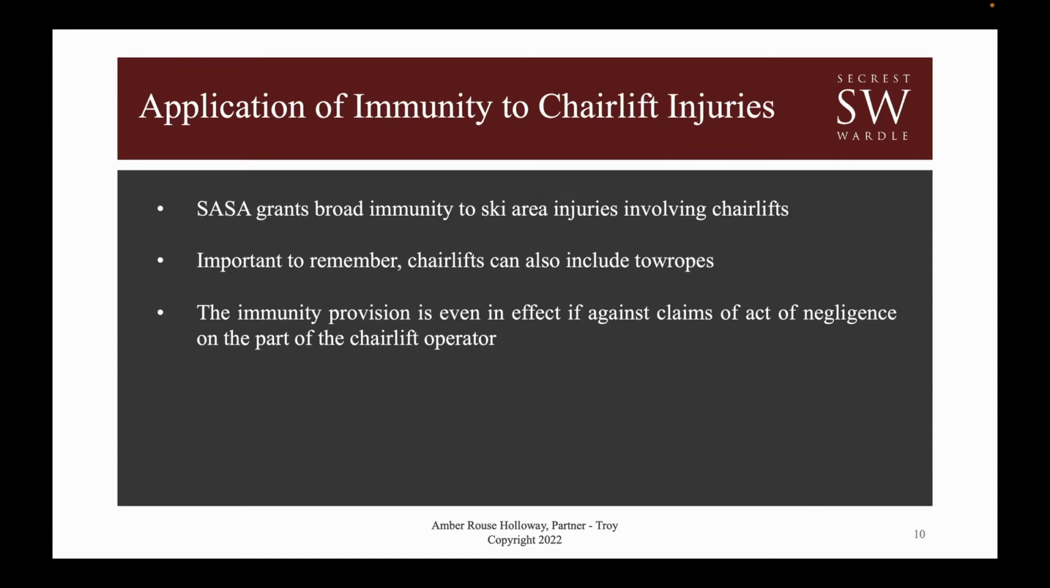And with regard to chairlift injuries, the SASA grants broad immunity to ski areas involving chairlifts as well. It's important to remember that chairlifts also include tow ropes, and the immunity provision is even in effect against claims of acts of negligence on the part of the chairlift operator. So that's pretty unique in that it also covers the negligence of the operator of the chairlift and tow rope.